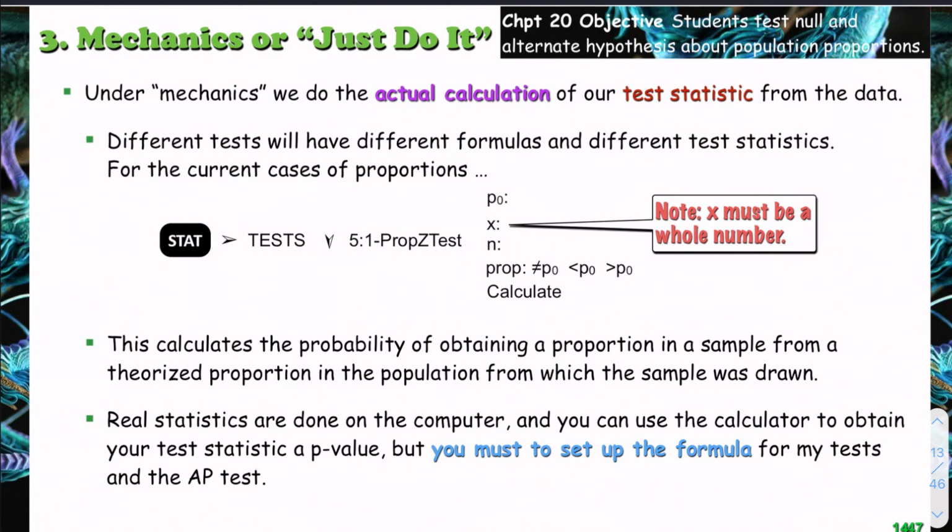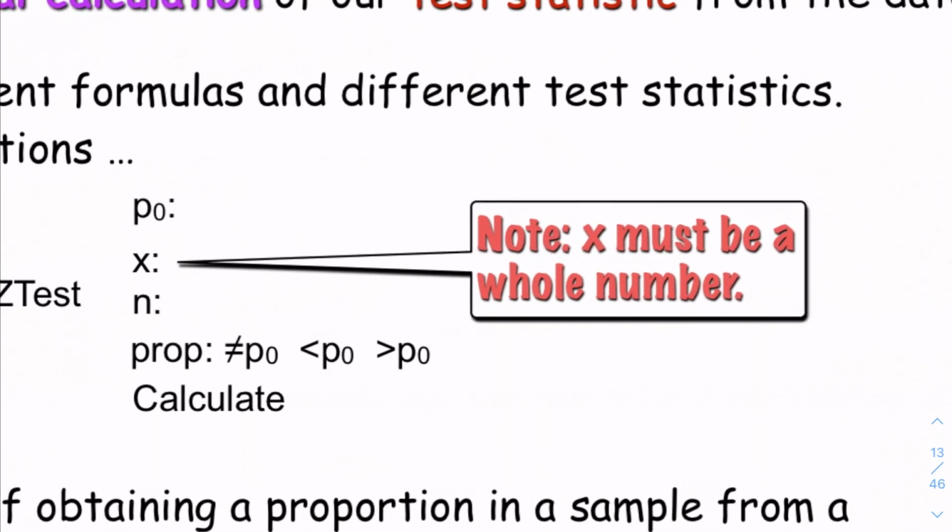The next thing that we do, which are the mechanics, or like do the work. Under our mechanics, we do the actual calculation of our test statistic from the data. So different tests will have different formulas and different test statistics. So for the current cases of proportions, on your calculator, you're going to go stats, tests, and then you're going to go one prop Z test. Or on your TI Inspire, you're going to go menu, statistics, tests, one prop Z test. And then you're going to be given this table of things.